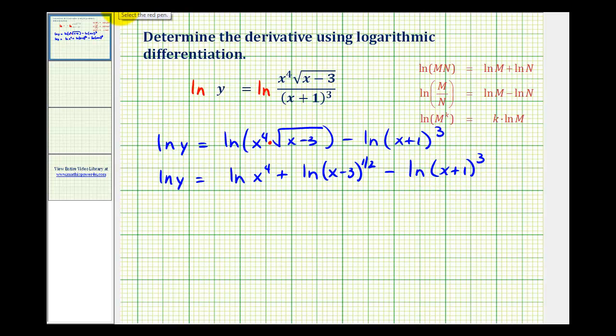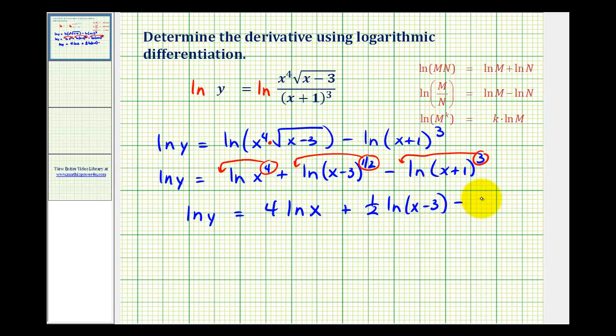And the last thing we'll do here is use the power property of logarithms. So we'll move the exponents to the front and multiply it by the natural log. So we'll take this 4 and move it to the front. We'll take this 1/2, move it to the front, and we'll take this 3 and move it to the front. So we'll have natural log y equals 4 natural log x plus 1/2 natural log x minus 3 minus 3 natural log x plus 1. So now we'll take the derivative of both sides of the equation with respect to x.